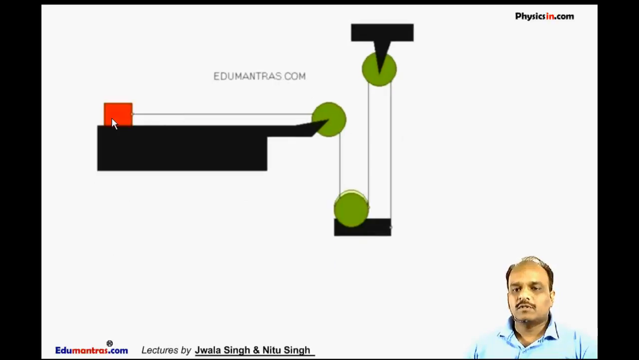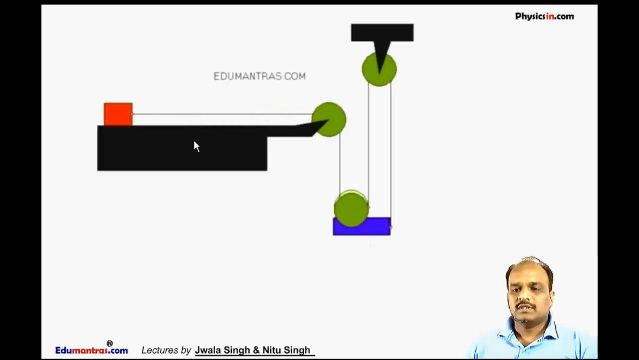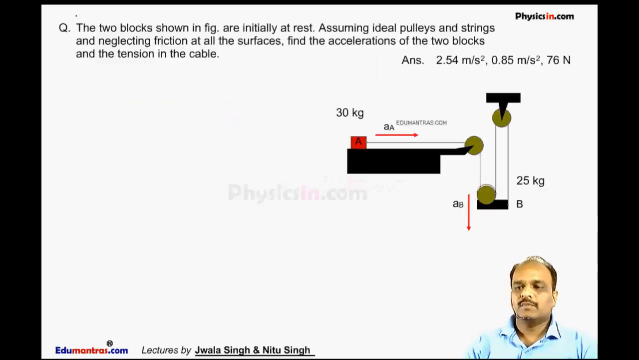Now when this block A is moving forward, this block B is going downward. The speed of block A is more as compared to the speed of block B, because here we get a string and here we need a string. By constraint we know the acceleration of A is equal to 3 times the acceleration of B. This is our first relation.